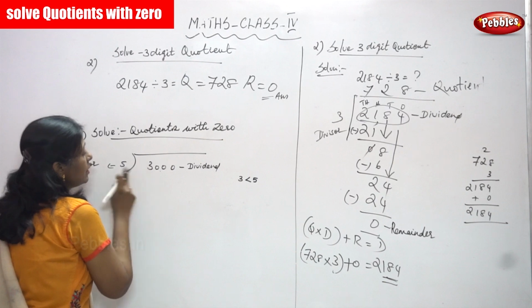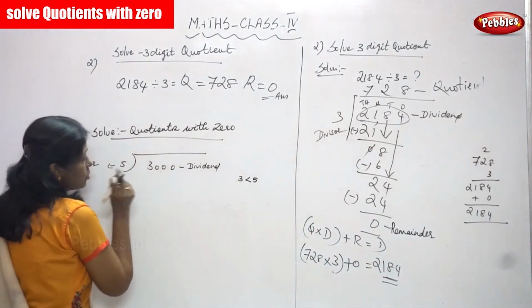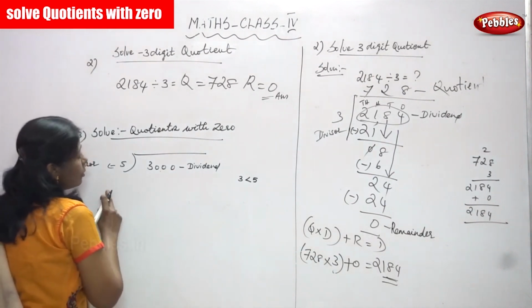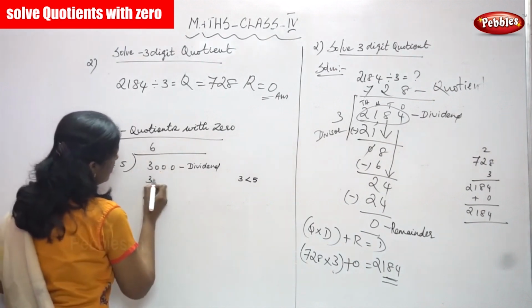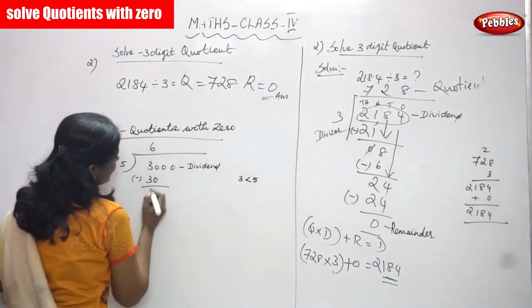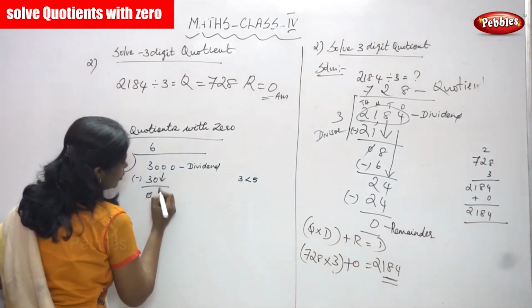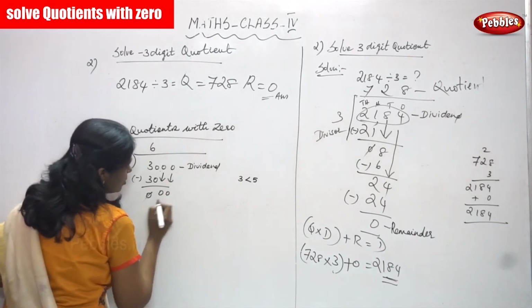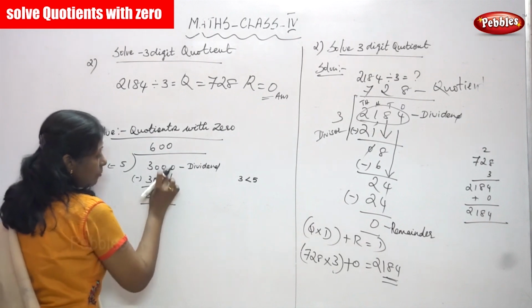So in 30, how many times does 5 go? You must use the fifth table. 5 ones are 5, 5 twos are 10, 5 sixes are 30. You have to write 30 here. So 30 minus 30 you get 0. Not necessary to put it, just strike it out. After that you have to bring down the 0.